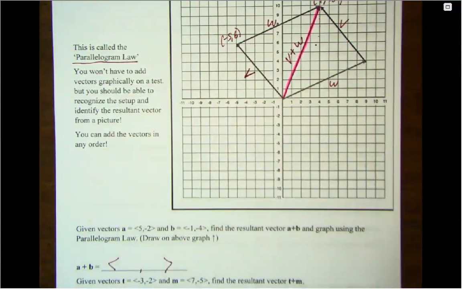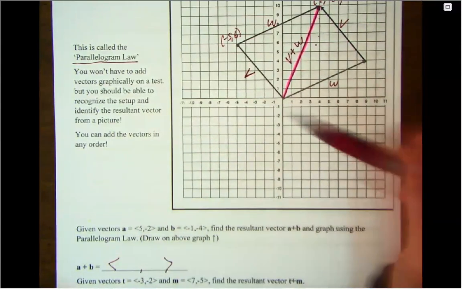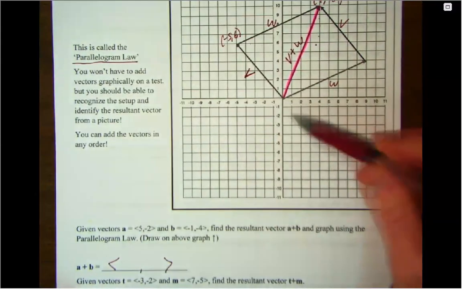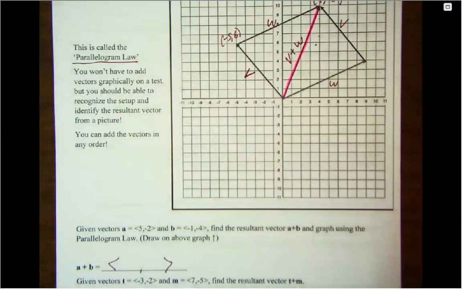And then I'm also going to draw this on the same graph just so you can see it in real time, what it would look like. And then we'll leave the graphs after that. So what would the resultant be if you add A plus B? Watch your signs, but again, combine the x's, combine the y's.